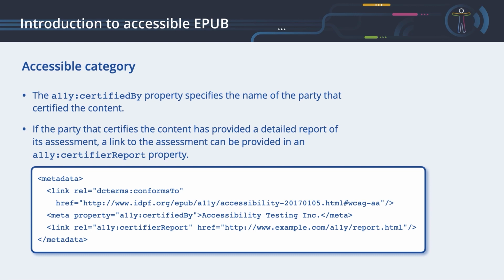The certifier of the content can be the same party that created the EPUB, but can also be a third-party accessibility certifier. If the party that certifies the content has provided a detailed report of its assessment, a link to the assessment can be provided in an A11Y: certifier report property. Here is an example of how this could be expressed in a metadata section.